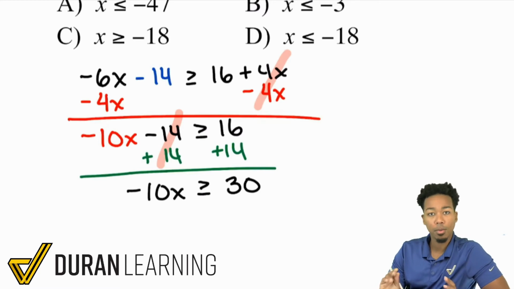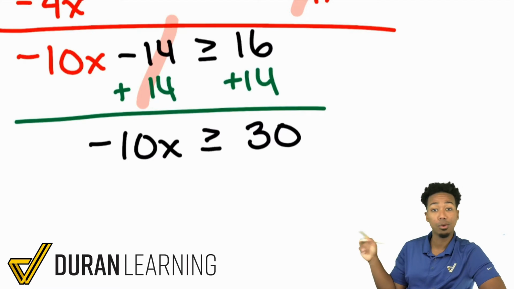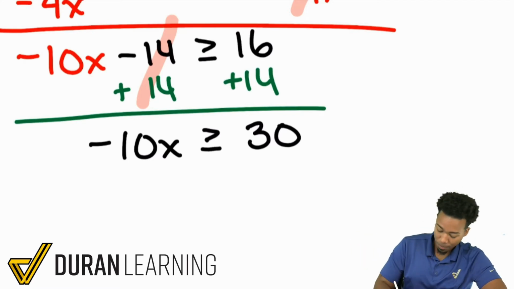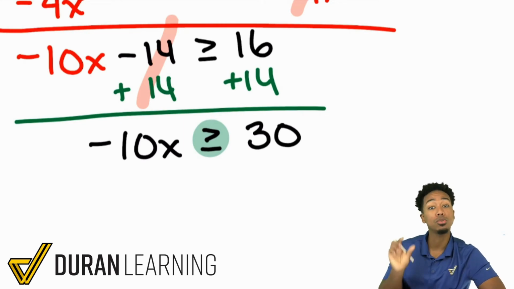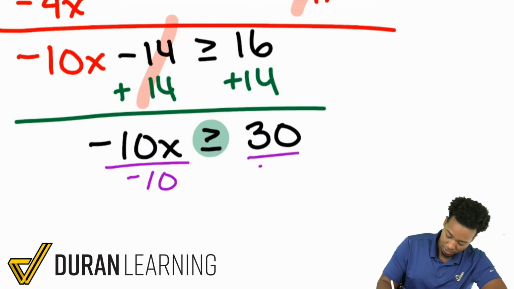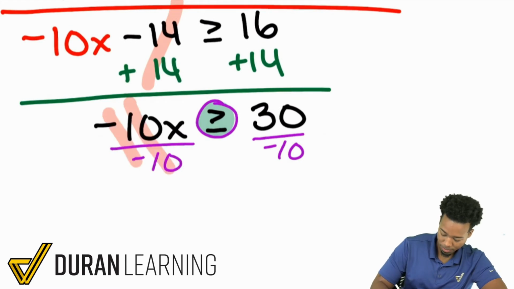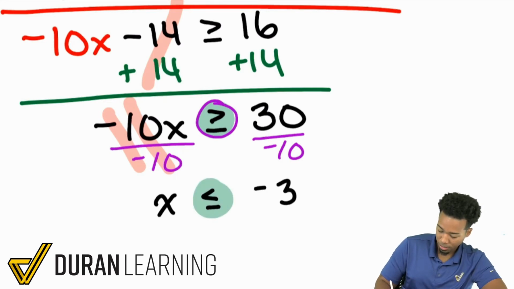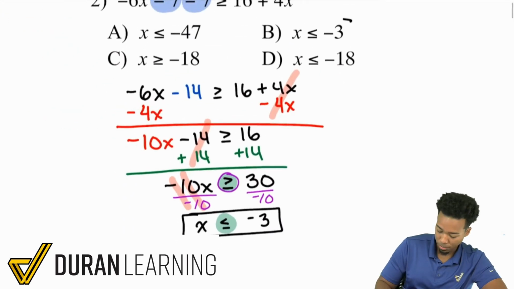So reminder, we have a negative 10x. We're going to divide the negative 10 on both sides. And remember, when we divide by a negative, that inequality is going to flip, because again, if you negate both sides, you negate the relationship. So that's what I'll do. Divide both sides by negative 10. That's going to flip. And so it's going to cancel out on the left here, and so we have x is less than or equal to, it flips, negative 3. Booyah right there. And that's where our answer is B.